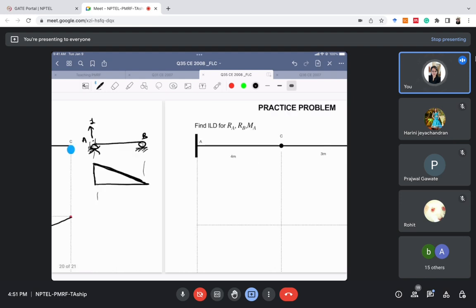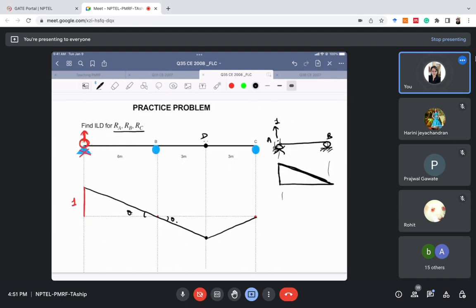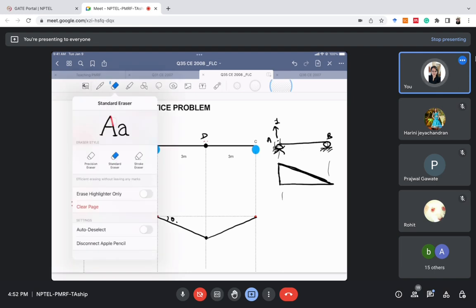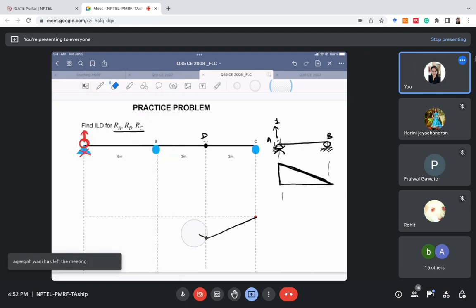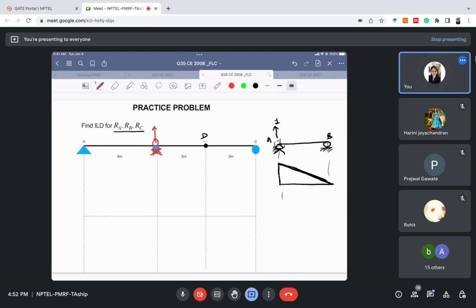Now, the second thing is we need to draw the ILD for reaction at B. Whenever we draw the ILD for reaction at B, the same steps we need to follow. The first step is to remove this support B and push it upward by unit amount. Imagine this bar: I'm removing this support B and pulling it upward by unit amount. Whatever will be the deflected shape of the beam will be the ILD for this structure, the ILD for RB, right?